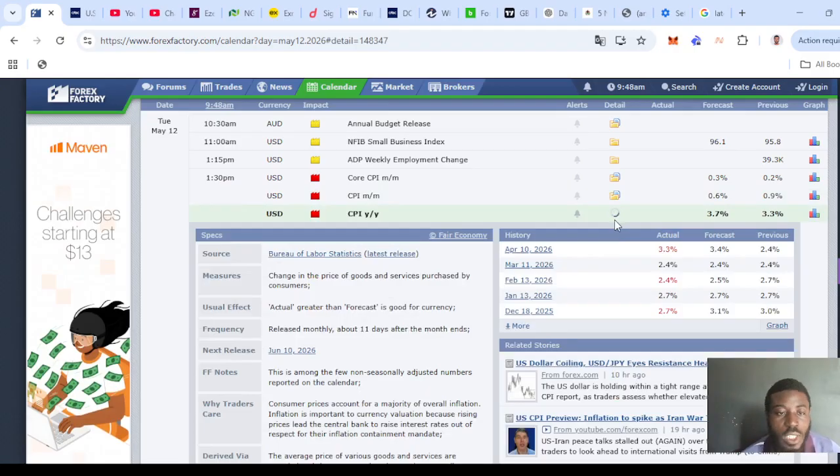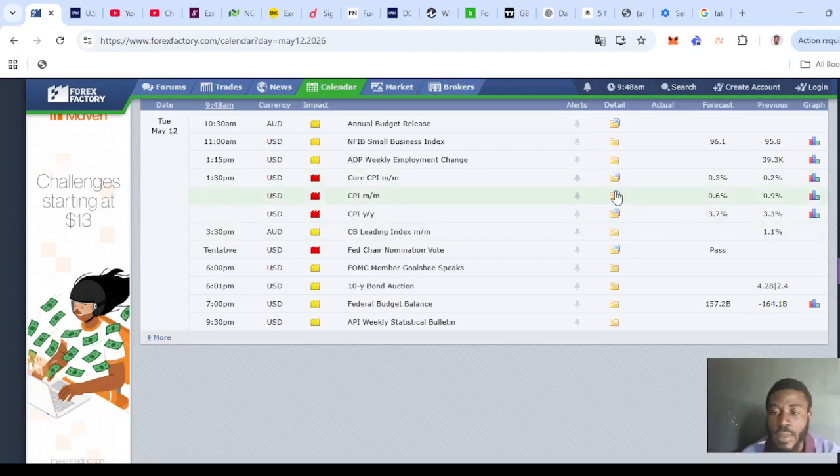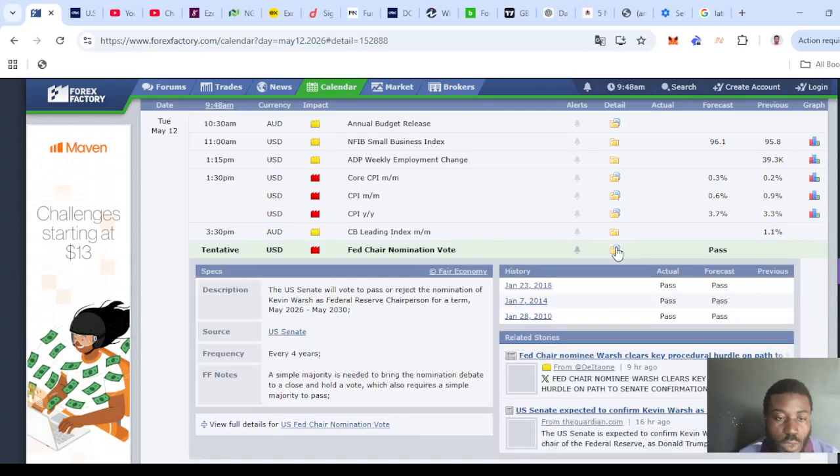So let's see what the news has for us around 1:30. Let's see if the news comes out in green, then USD is positive. It means USD is in buy. But if it is in red, it means USD is in red. And we have the Federal Chair nomination votes. There is a vote around 3:30, tentative.